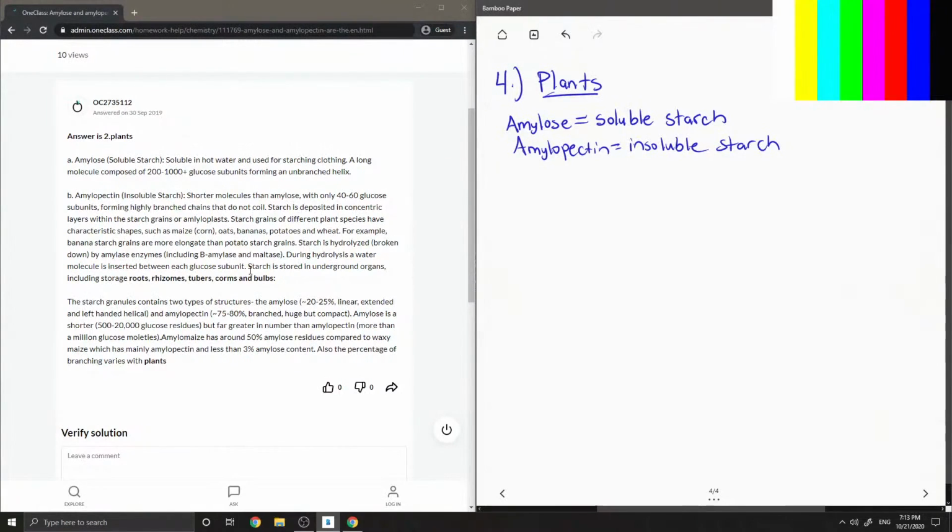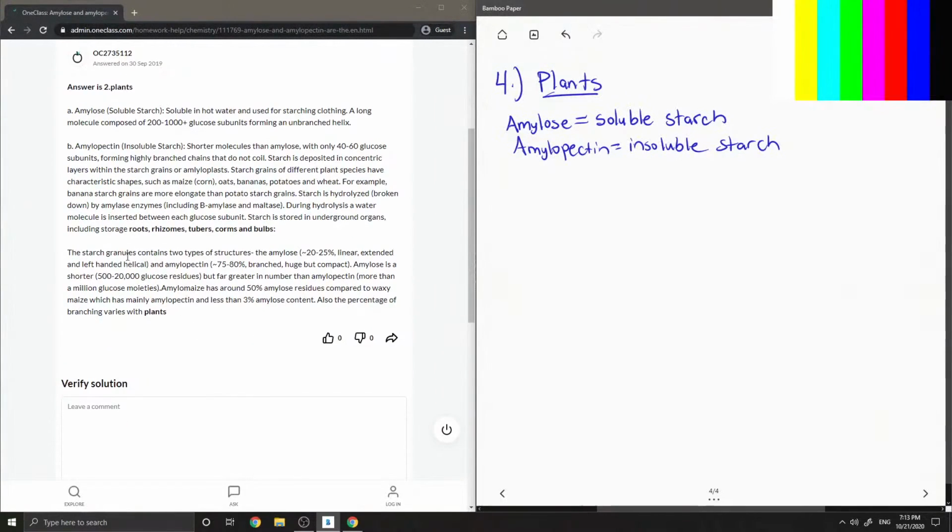glucose subunit. So starch is then stored in underground organs, including storage roots, rhizomes, tubers, corms, and bulbs. So the starch granules contain 2 types of structures, the amylose and amylopectin, and then the amylose is shorter but far greater in number than amylopectin. Amylomaize has around 50% amylose residues compared to waxy maize, which has mainly amylopectin and less than 3% amylose content. Also, the percentage of branching varies with plants.